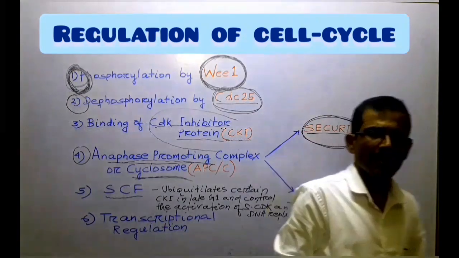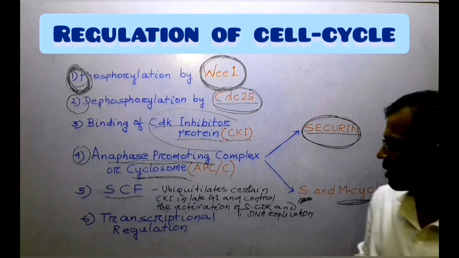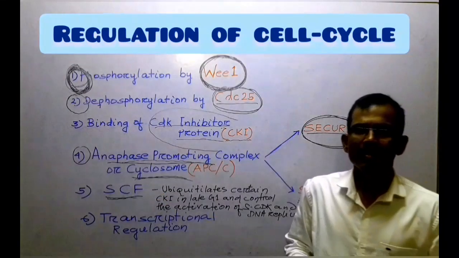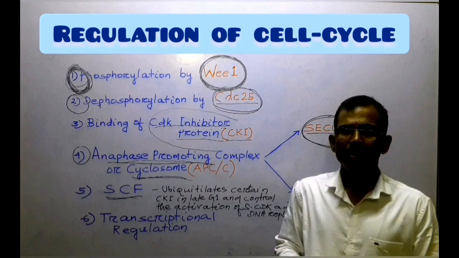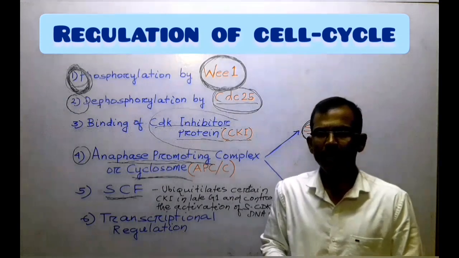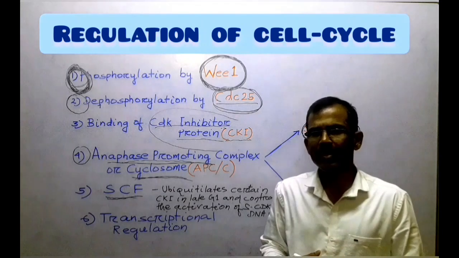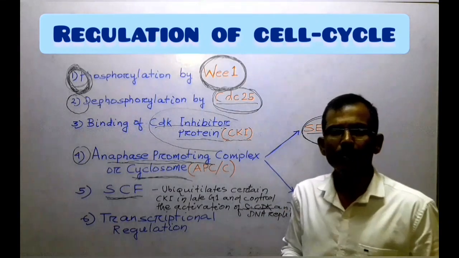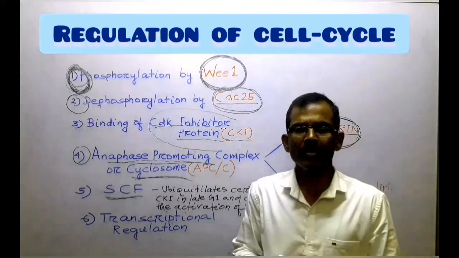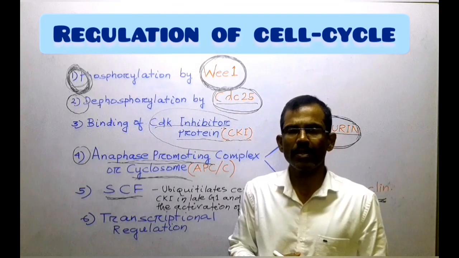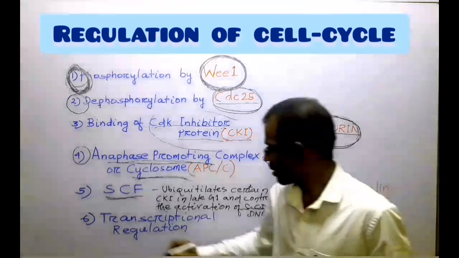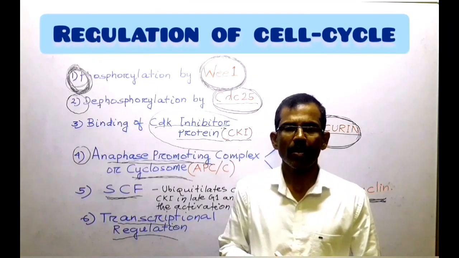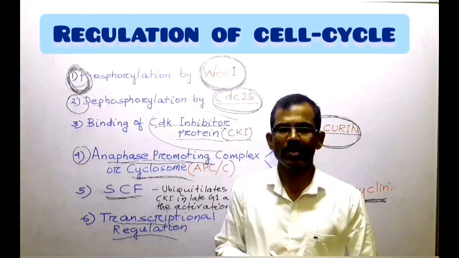In addition, there is another ubiquitin ligase called SCF, which ubiquitinates certain CDK inhibitor proteins in late G1 and helps control the activation of S-CDK and DNA replication. Finally, the cell cycle control system also depends on transcriptional regulation. So friends, this is all about cell cycle control system.